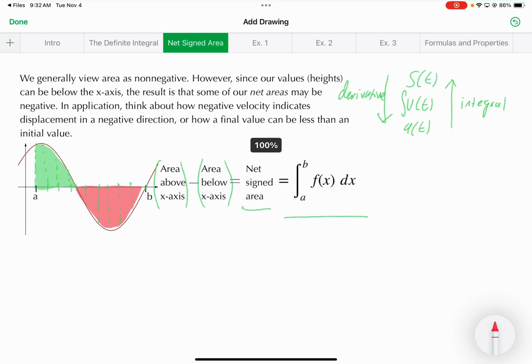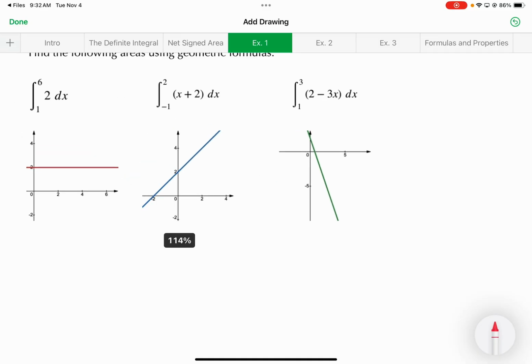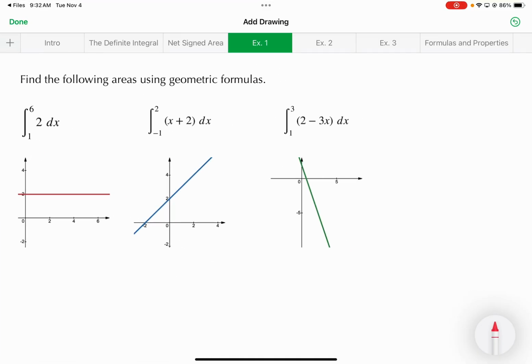Now, I think in retrospect, I was a little kinder when making this set of notes than I should have been, because I gave you the graphs for each one of these. I should have had you graph these out. But anyway, let's find the areas using our geometric formulas. What we're going to do is focus on finding area solely from what we know about symmetry and geometry.